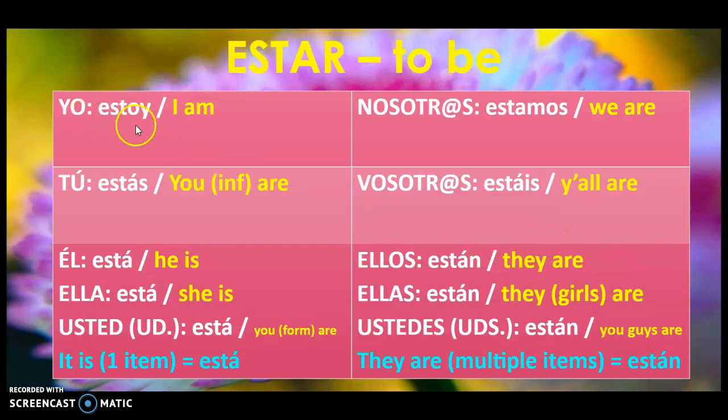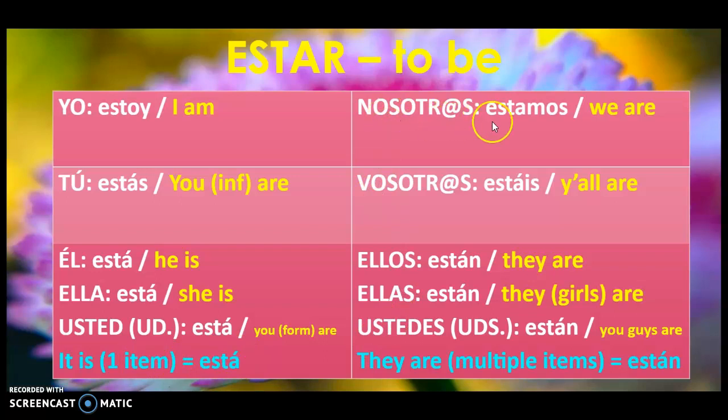You want to have all of your information here. So, yo estoy means I am. Perdón. Tú estás, you informal are. Él está, he is. Ella está, she is. Usted está, you formal are. And then we have this to say it is, and that's just for one item, like the car is or the clock is. You would use está.